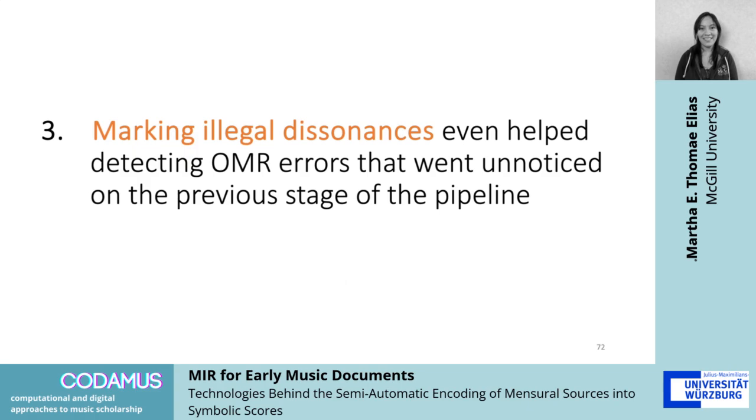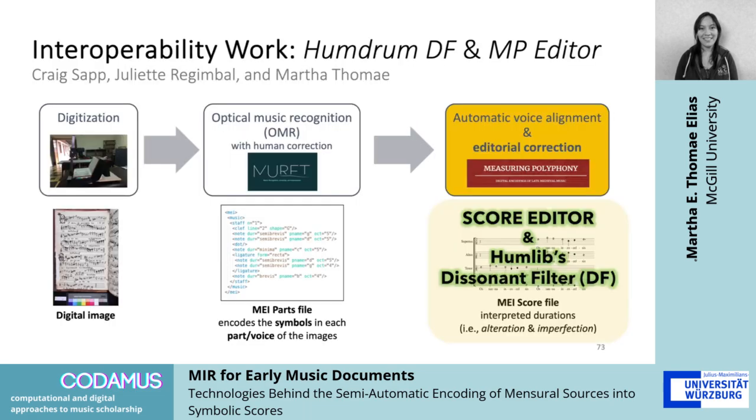Because we had already conducted the OMR, we had already corrected it, and there were a few errors that we were able to detect with this. This is the work I did with Craig Sapp from Humdrum and Juliet Reginbald from the Measuring Polyphony project. Oh, by the way, the dissonance filter was developed both by Craig Sapp and Alexander Morgan. The attribution is on a previous slide.